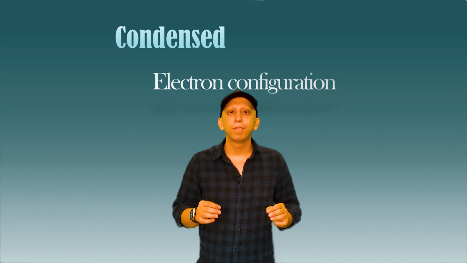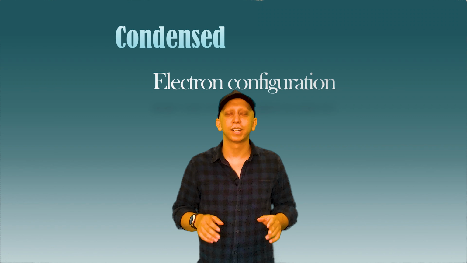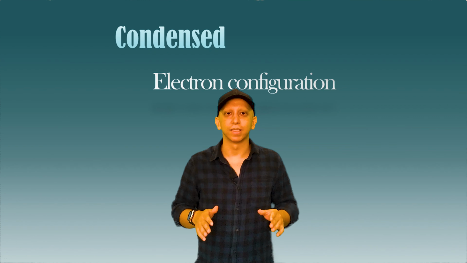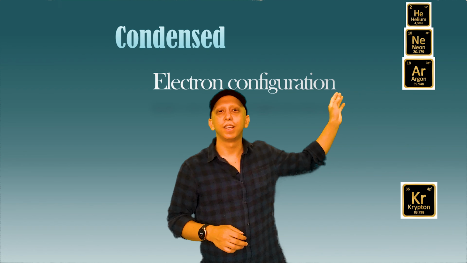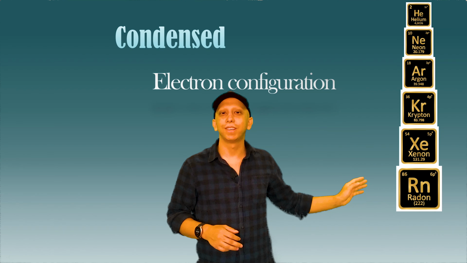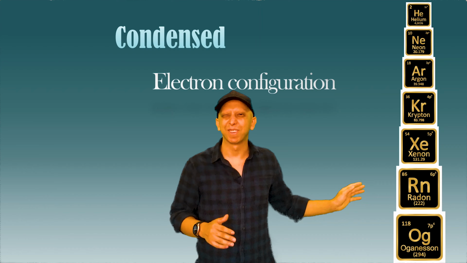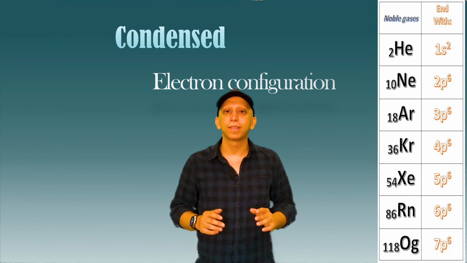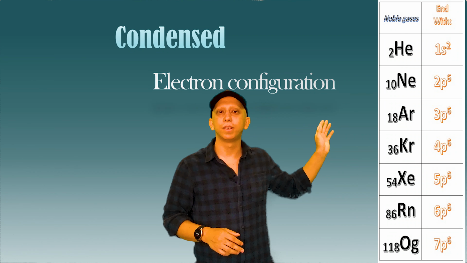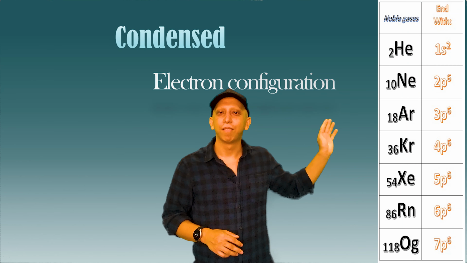As I said, when we want to write the condensed electron configuration, you have to get help from noble gases. The noble gases are the last group in the periodic table. They start with helium and end with oganesson. Yes, the famous oganesson. All of these elements end with p6, except helium. Its atomic number is 2 and it ends with 1s2.